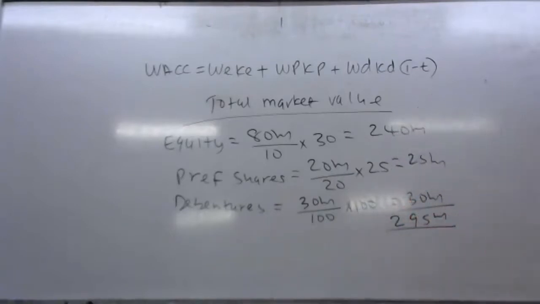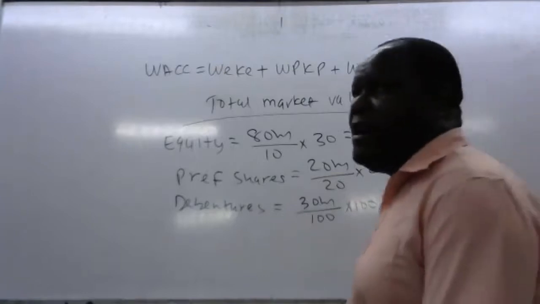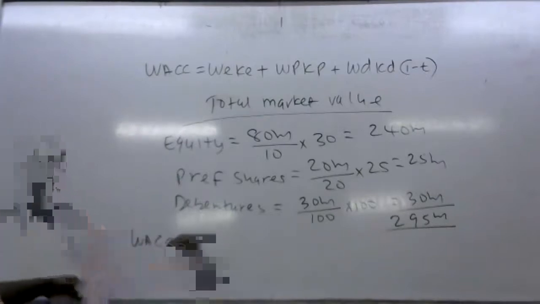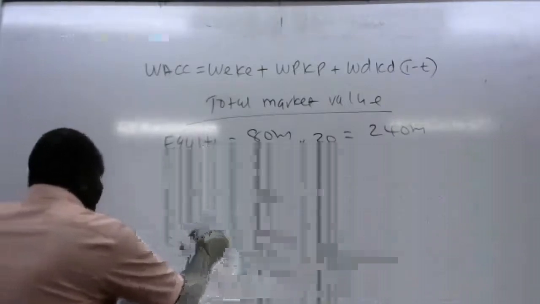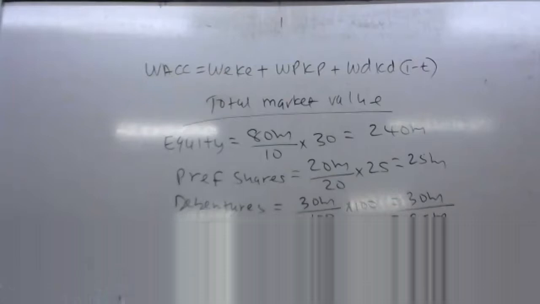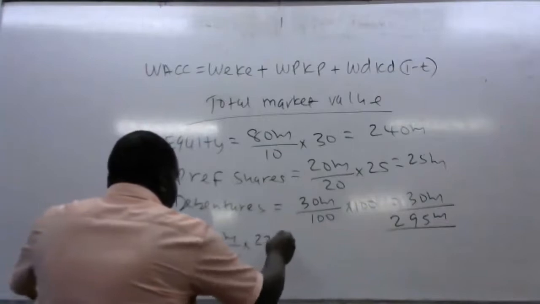So once you have done that, you should now go to the WACC. We can now come up with the WACC. So the proportion for equity is 214 millions divided by the total 295 millions, multiplied by KE. The cost for the ordinary share was 23.27.